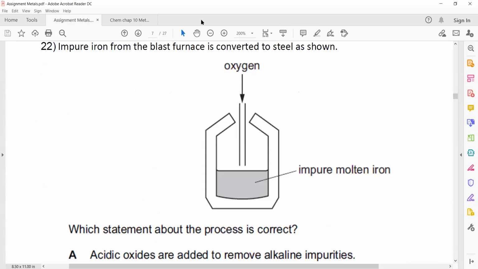This iron is impure. What does it mean? It means it contains iron, some carbon, silicon or silicon oxide, and trace of phosphorus. So when you blow oxygen, carbon reacts with oxygen to form carbon dioxide. When you add calcium oxide, the oxygen can also react with some silicon, a very small amount of silicon is there, it will form silicon oxide. And this silicon oxide reacts with calcium oxide to form slag or calcium silicate.